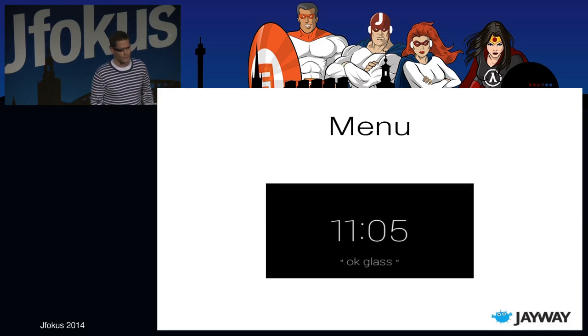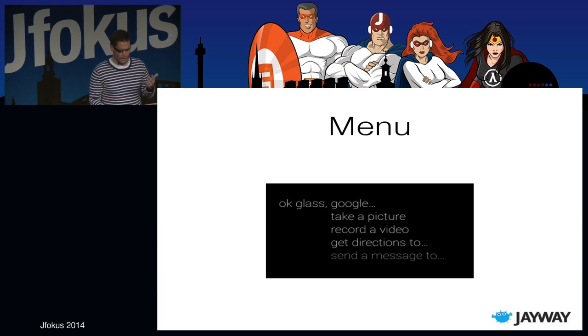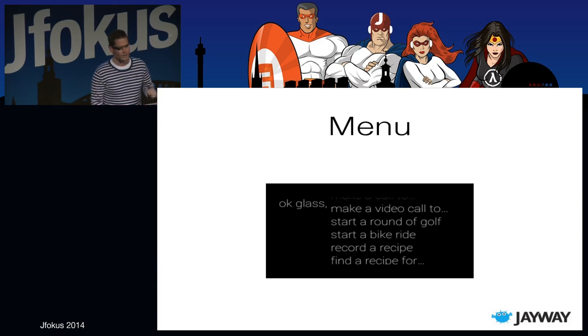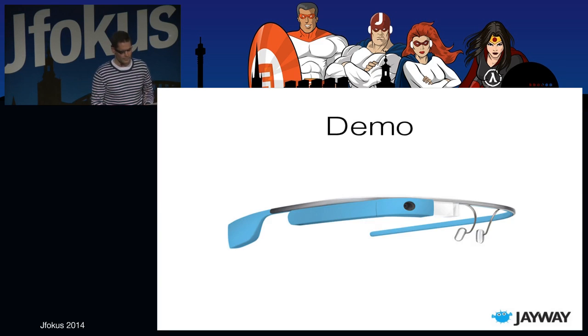You can also control the glasses by issuing voice commands. So you can say, okay, Glass, Google, or take a picture, or record a video. And you can control the menu by moving your head up and down. Moving your head down means scrolling down in the menu. And as you can see, you can start a bike ride or go for a round of golf.